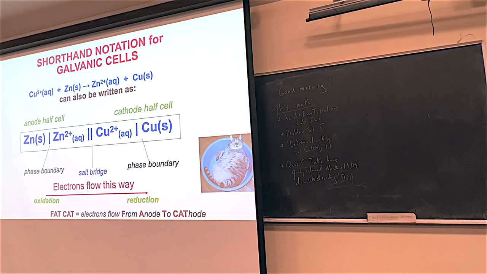All right, fat cat. There's all kinds of acronyms in this. Electrons flow from the anode to the cathode. Again, these are just things. Sometimes people like them, sometimes they don't. But it's kind of fun to show pictures of cats. I'm a cat person. No offense to dogs by any means. But anyway, cats are fun. Dogs are cool too. Don't worry, I just don't have cool dog expressions to use.